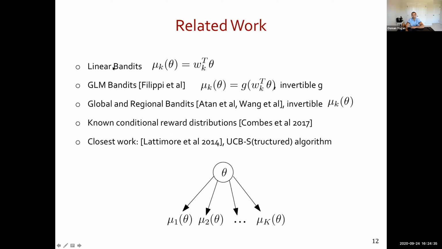So one common assumption is that these mappings have to be linear. So the mapping from the user context to the mean reward of each arm has to be a linear mapping with known weights. So that's very commonly studied. There is a GLM, generalized linear bandit version by Filippi et al., where they said the mean reward mappings are a function of a linear function of theta, but that function is invertible. And there are other variants where, again, the invertibility of these mappings has been imposed.